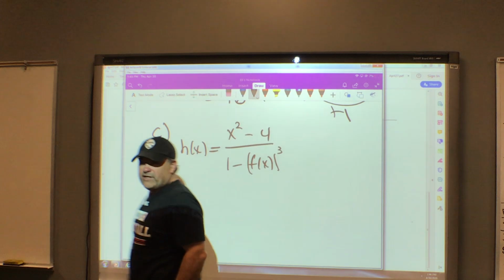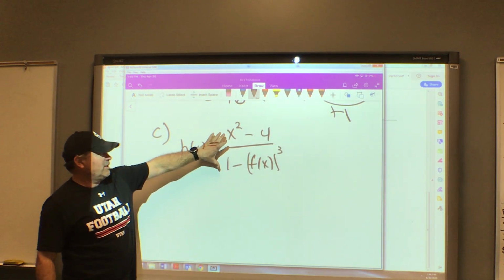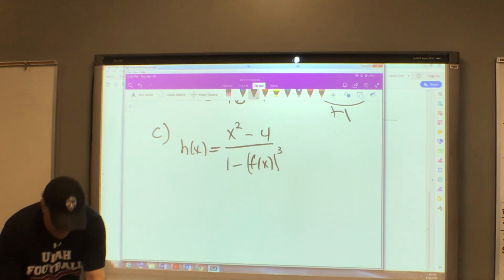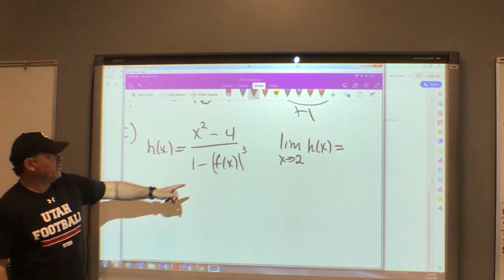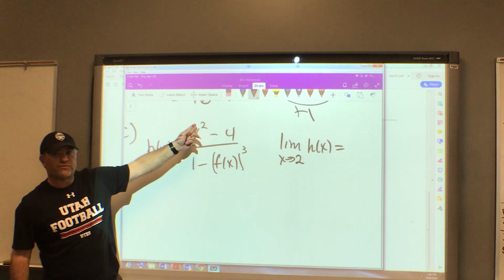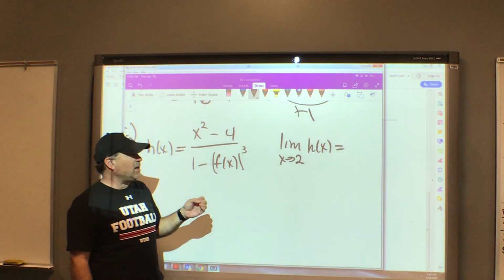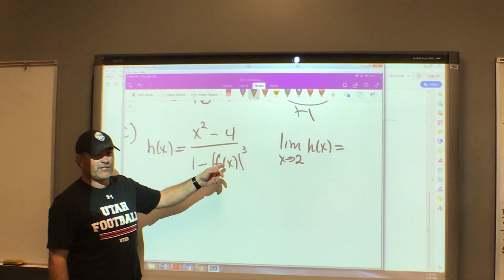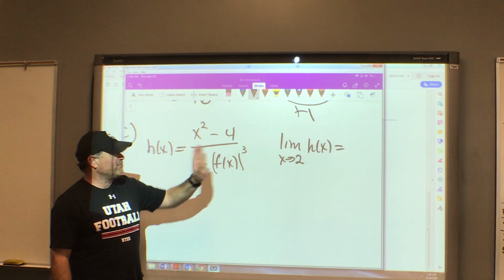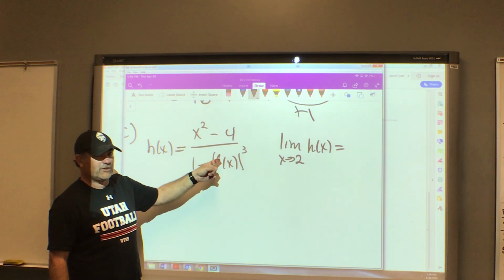Okay, so if we know that this applies L'Hopital's rule, and we know that we're dealing with the limit as x approaches 2 of h of x, well, that means plug 2 in. Well, 2 squared is 4, and 4 minus 4 is 0. The only way L'Hopital's rule applies, which we are told it does, is if the denominator is 0. And that's key for moving forward in this problem. Since that's 0, that's 0.